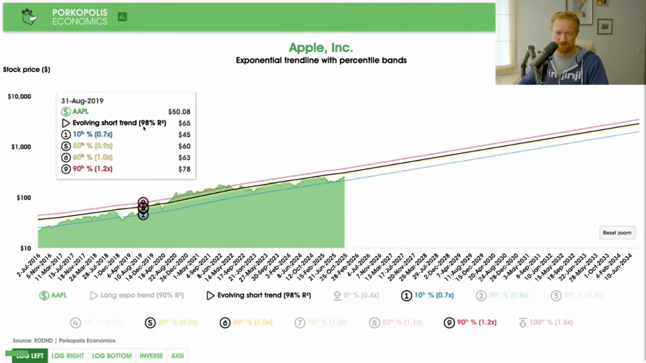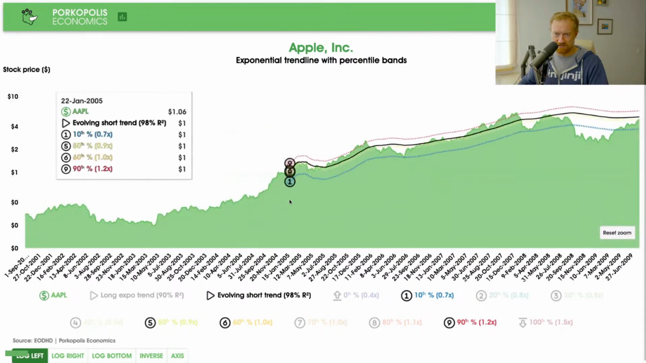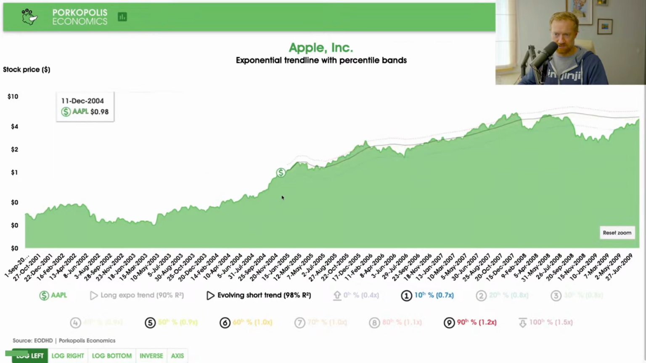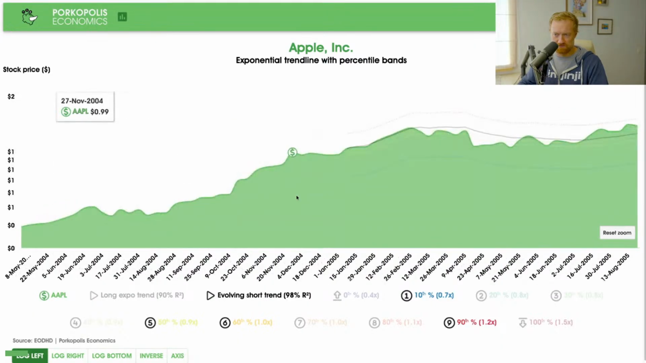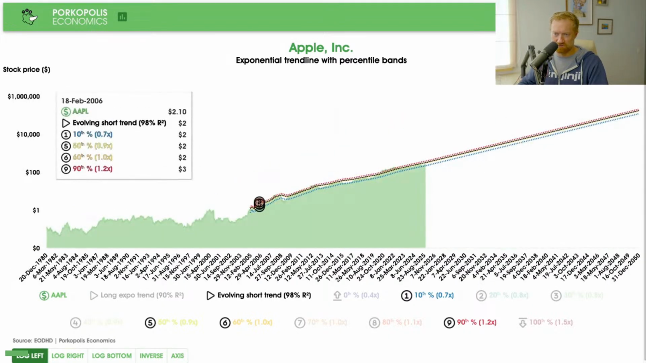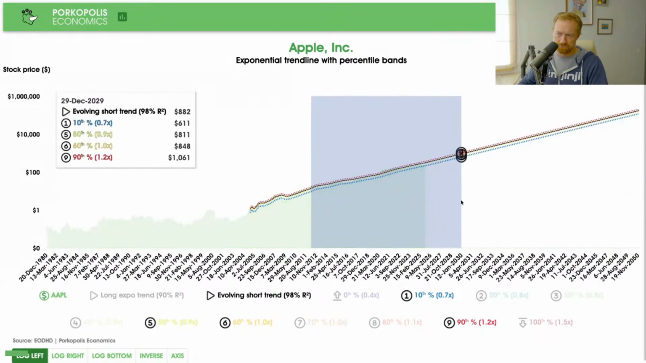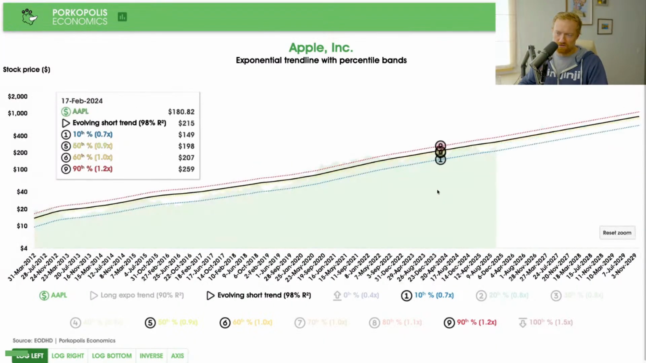I played around with the R squared. I think it's pretty good. When did I even start it? Started analyzing in, yeah, not arbitrarily, but I did start at the beginning of 2005. Might be able to find a little bit better R squared if I pick somewhere else. Doesn't really matter. It's close enough. So Apple is doing exponential growth.